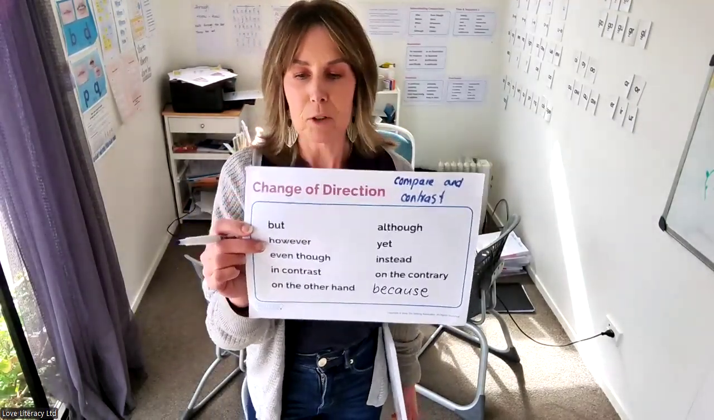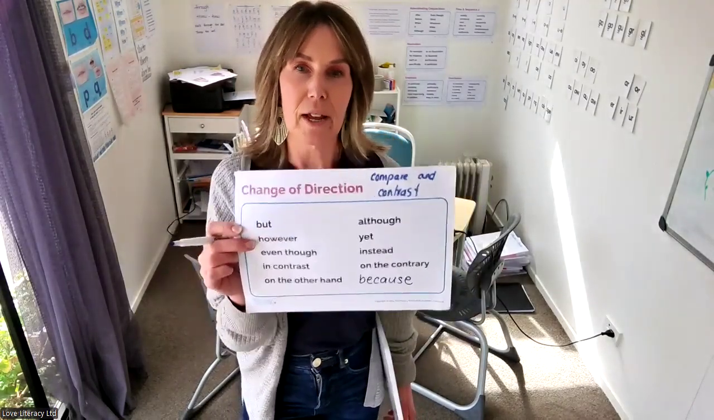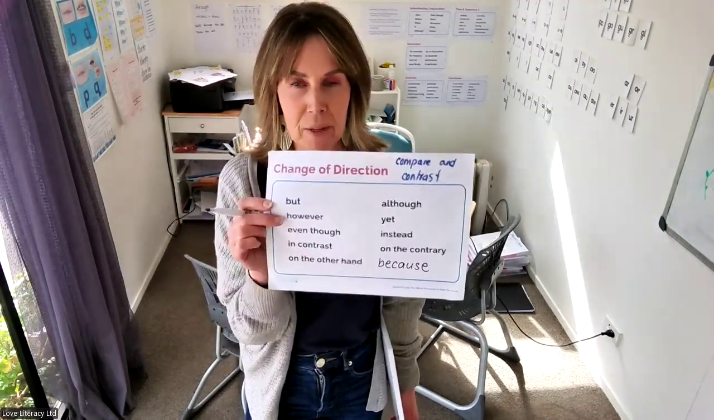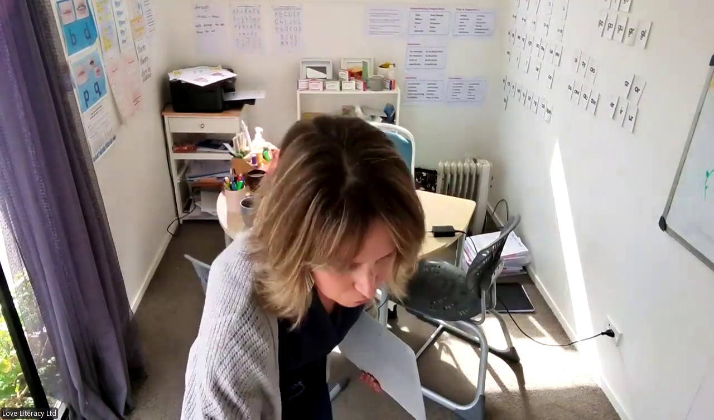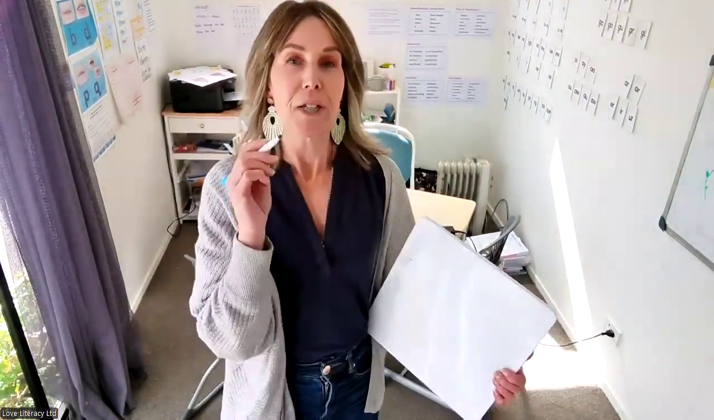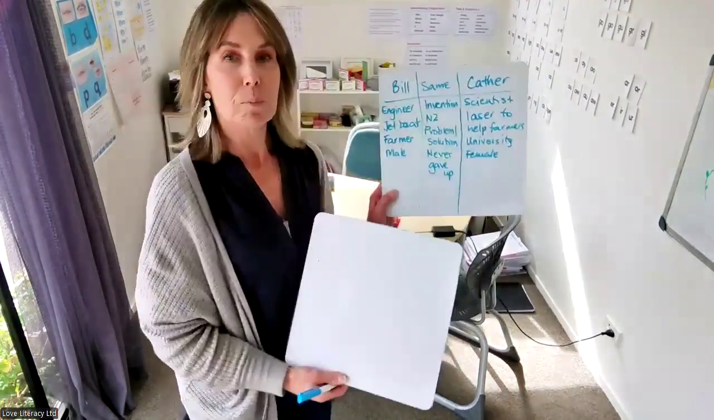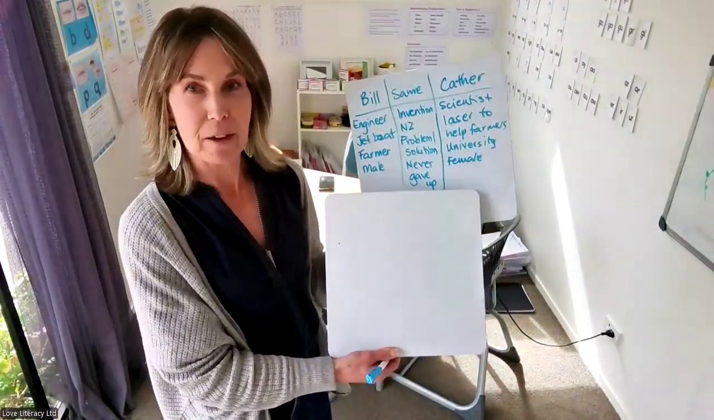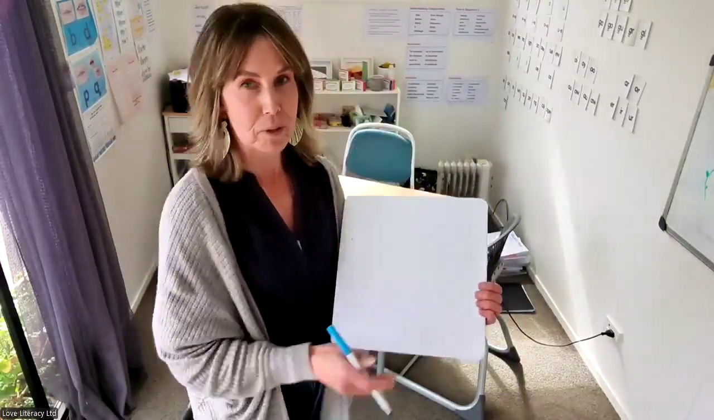Now, in the Writing Revolution book, they do have a section on how to use these change of direction words as well. But yeah, we like to use these change of direction words to help us with our compare and contrast. So we take one fact about our first person, we take another fact about our other person, and then we pop in one of our compare and contrast words.